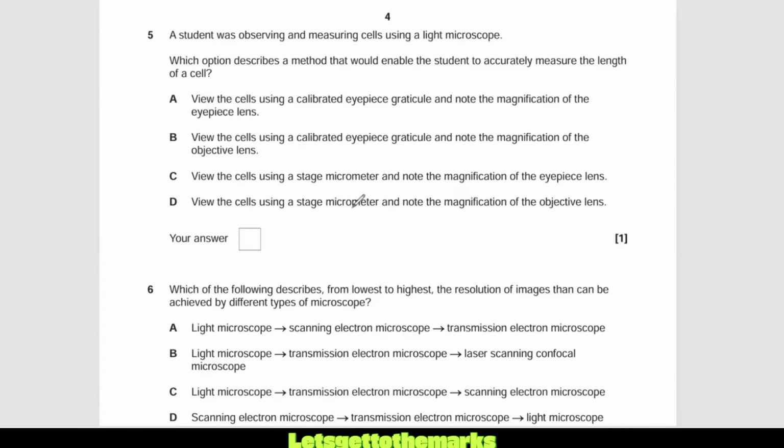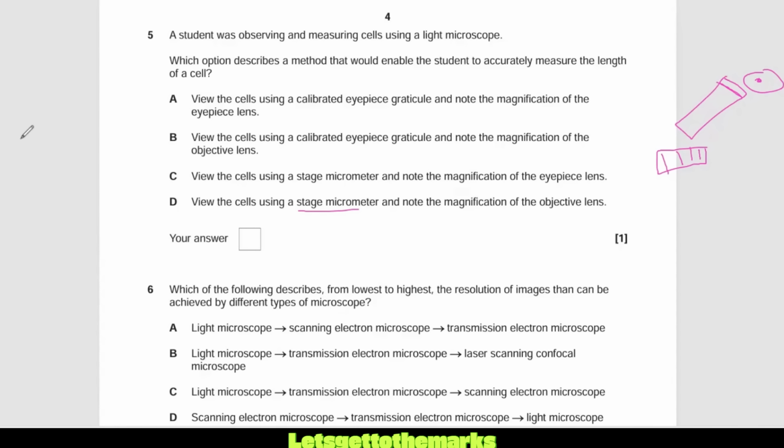Right, the stage micrometer is used to calibrate the graticule. Once you've calibrated, you've got your microscope that you're having a little look down, and you put your stage micrometer on there. This is your stage micrometer, okay? And then you attach an eyepiece graticule that has its own lines on it that appear down here, and you use this to work out how much each division is on your graticule.